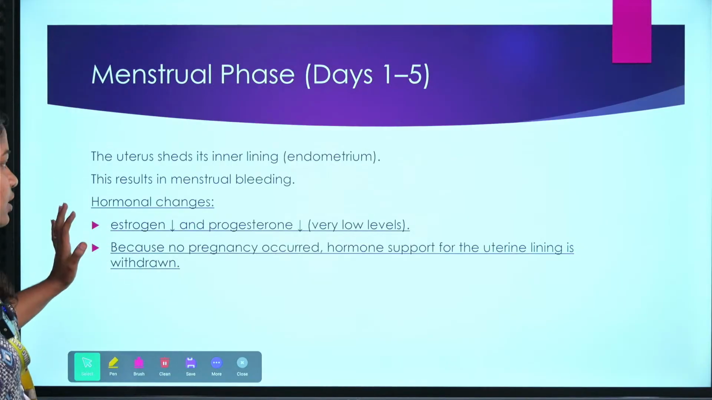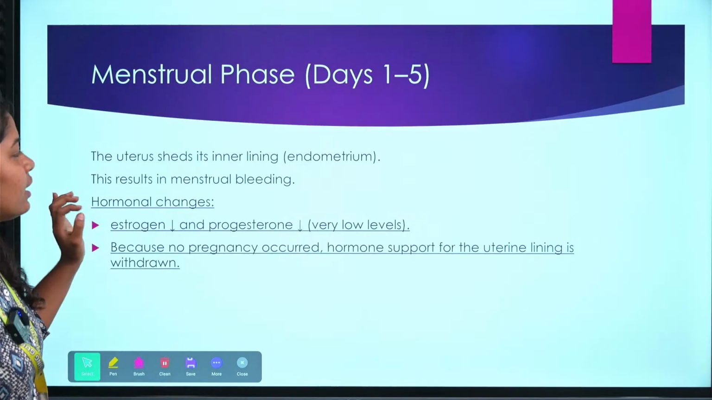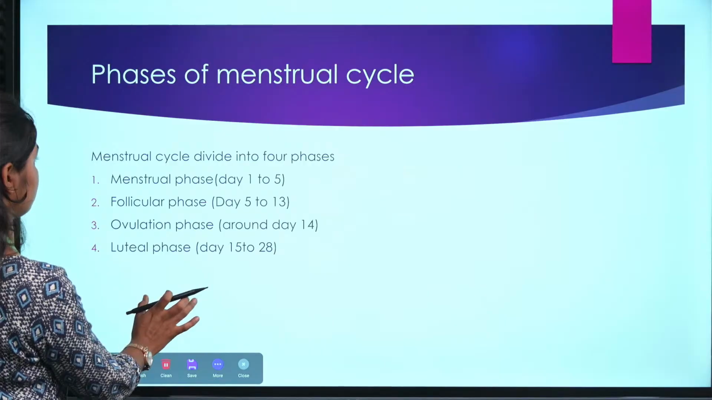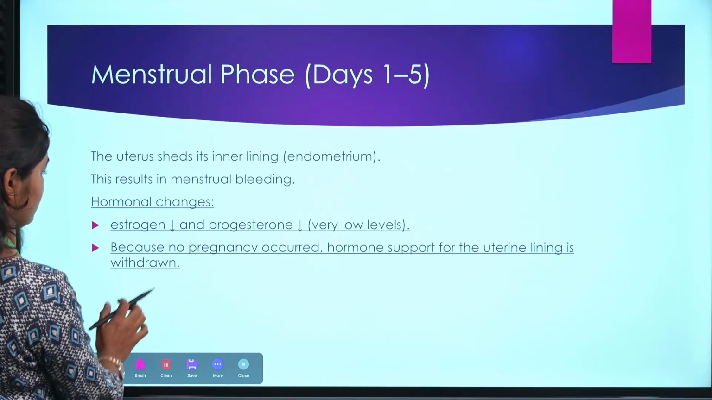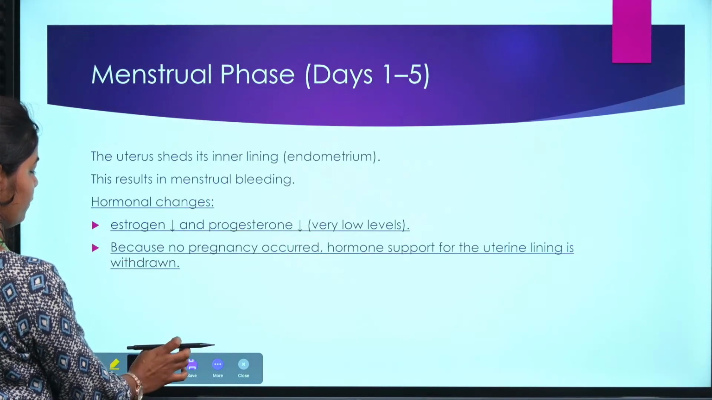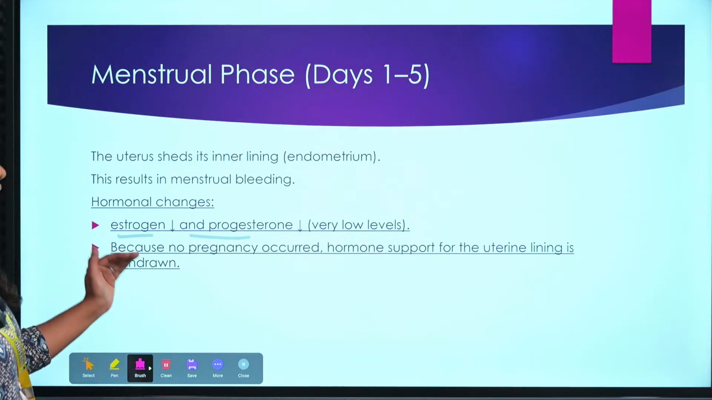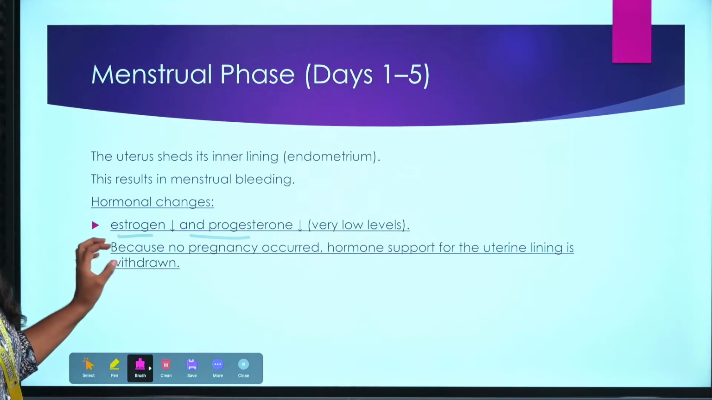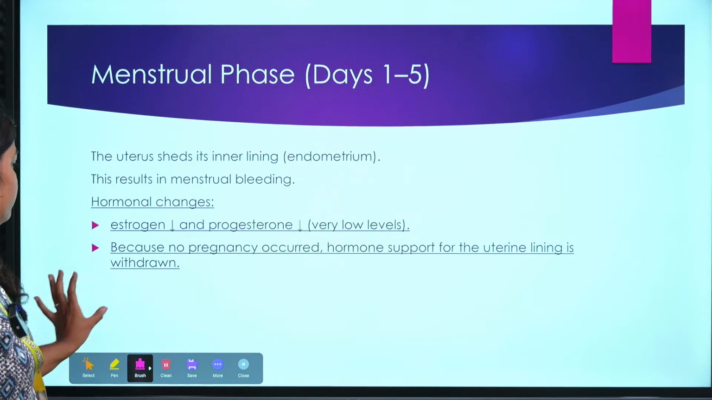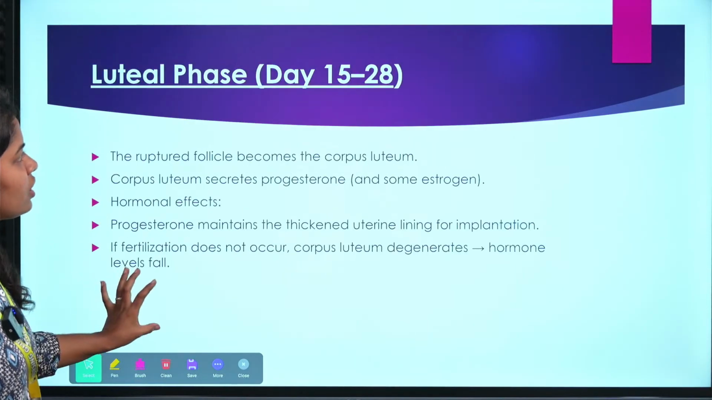Next, what happens in the menstrual phase, the first phase of the menstrual cycle? Here the estrogen and progesterone levels are low, and this prepares the uterus for the pregnancy. These are all the phases of the menstrual cycle.